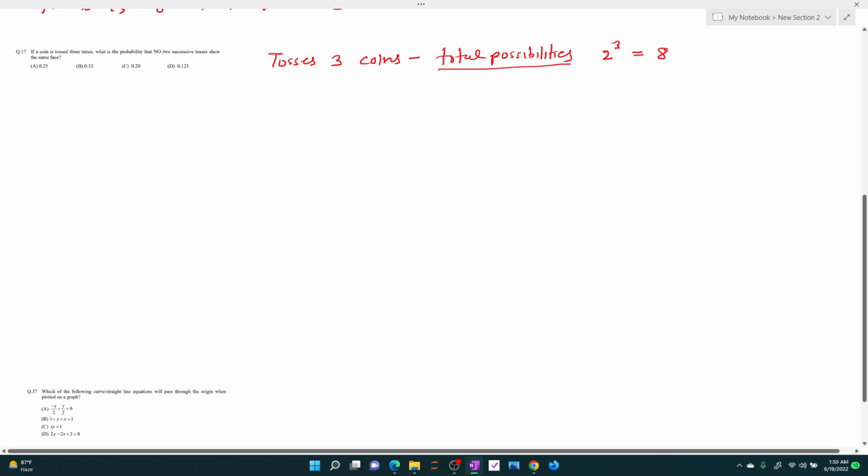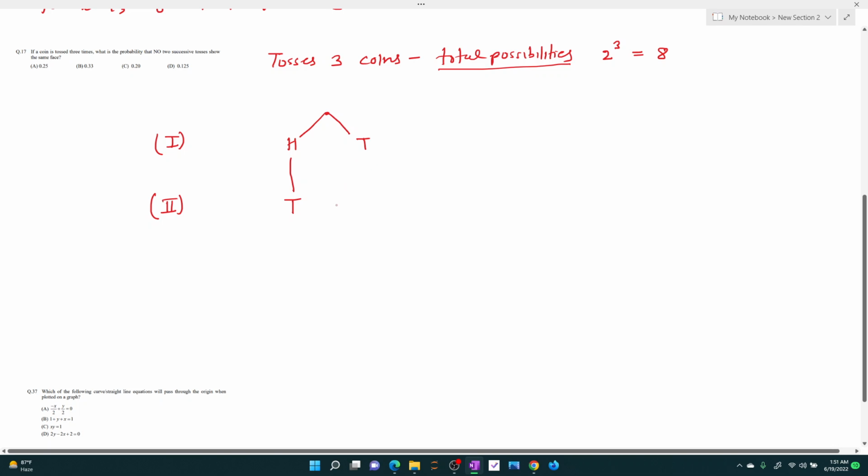Now in this question they ask that no two successive tosses show the same face. So let's start. At the first level we have the first toss. We can have either H here or T here. But now the point is, if I go to the H, at the next level it should be T only. H is not allowed. Make sense?